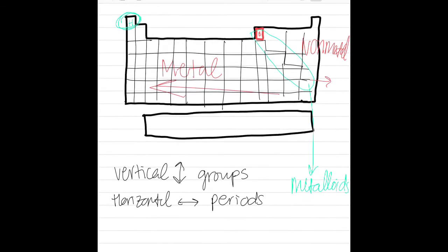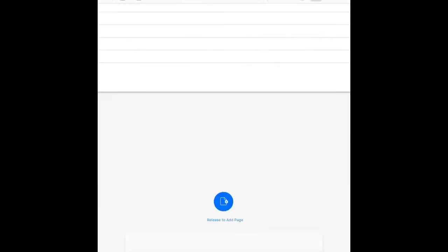Now, another thing I'm going to talk about before we end our lecture today, because the lecture is just not very long, is ways to separate mixtures.